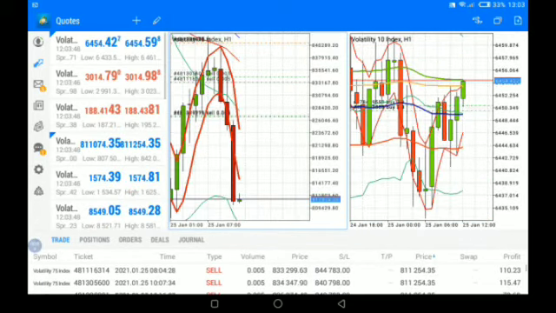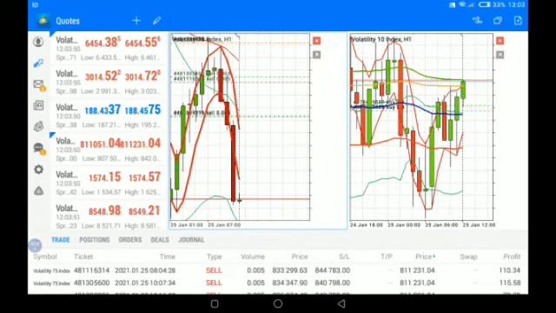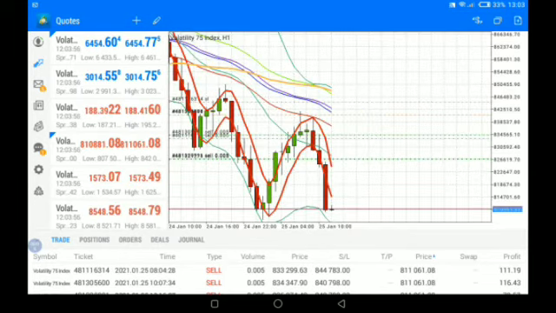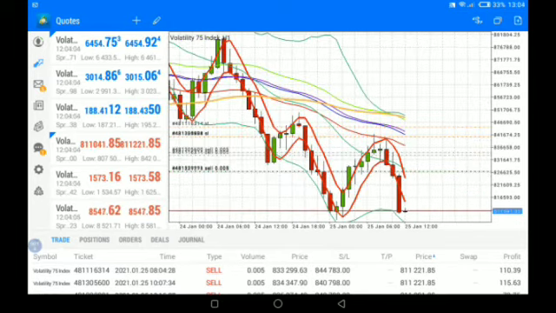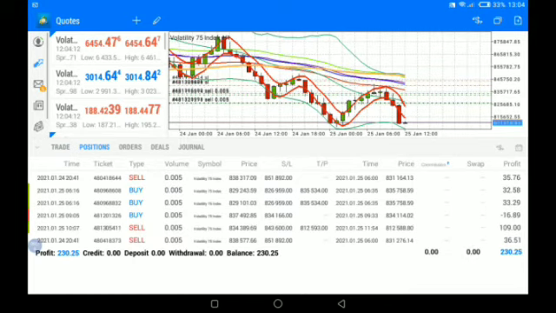We can see that the TP has been smashed. I'm trying to open my positions. All right, we can see the TP has been smashed. These are the trades closed today.